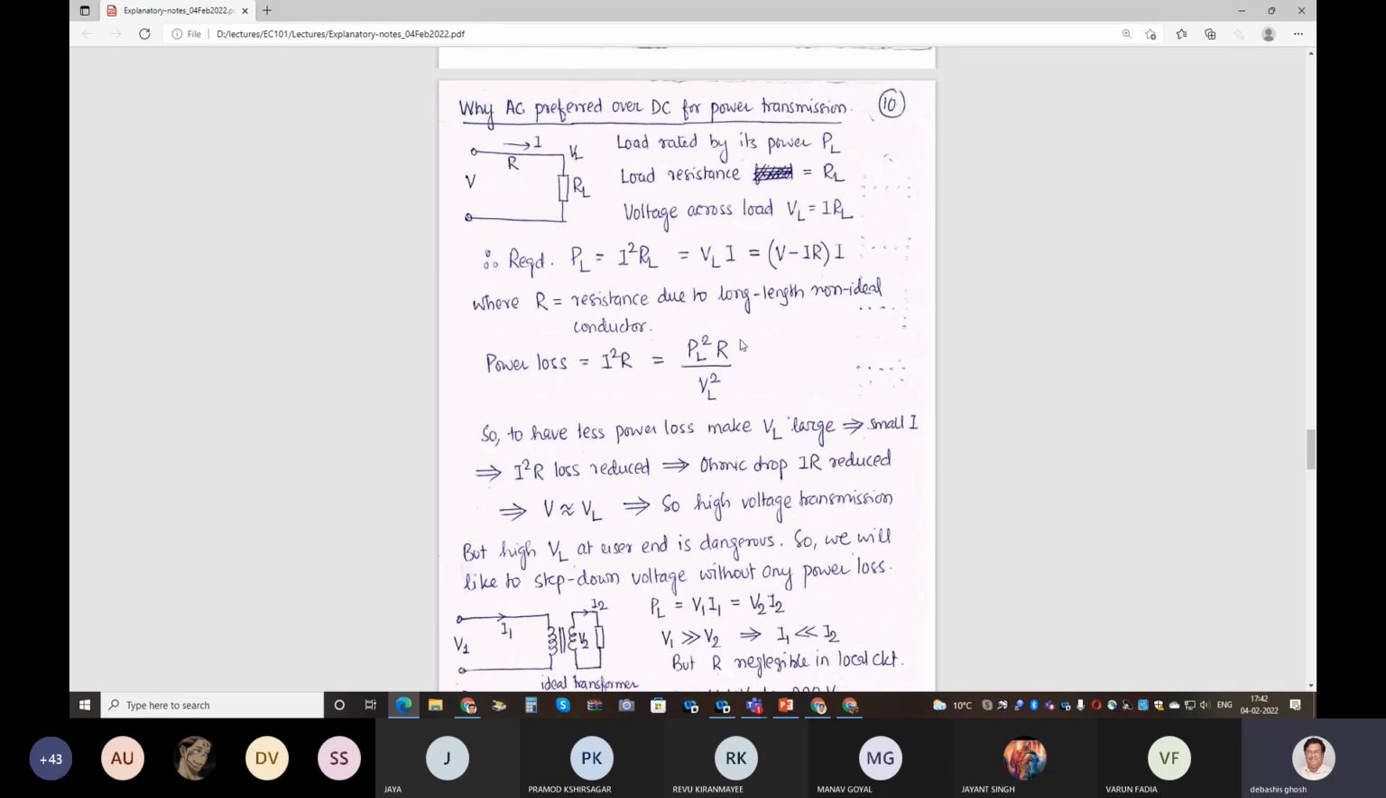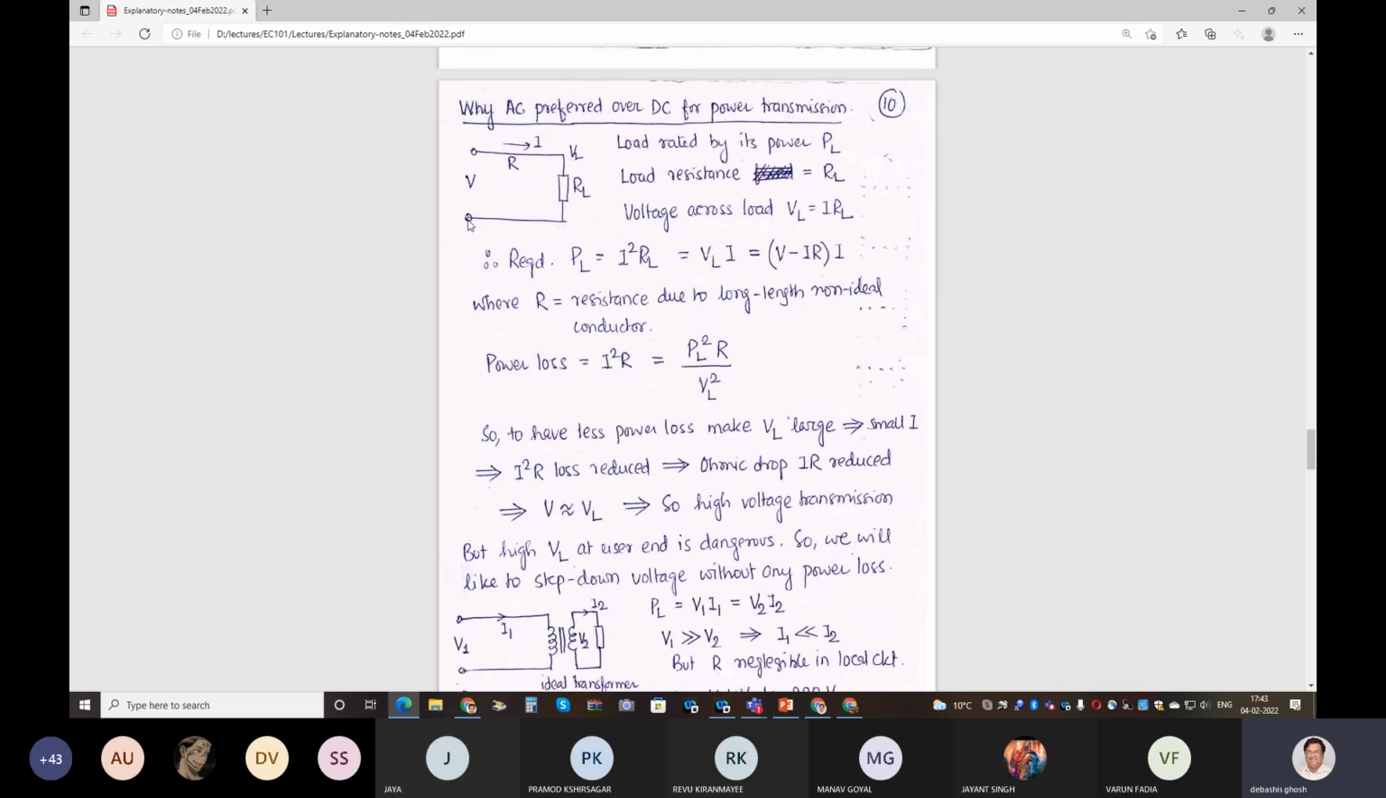First, I will discuss why we prefer AC for power transmission. At home, why are we not using DC, why are we using AC? I think to some extent you have studied it in your class 12 CBSE book. I am considering a constant voltage source, which is generally what you have at home as well as everywhere.